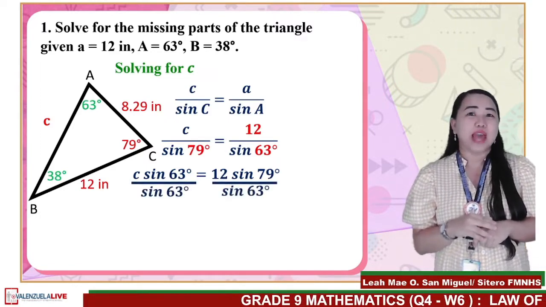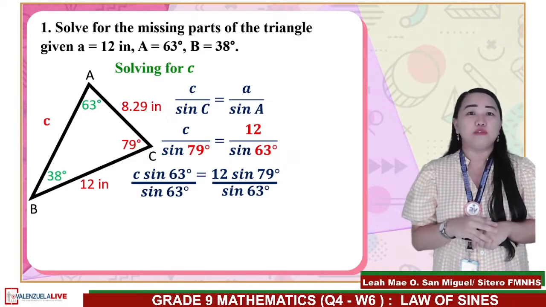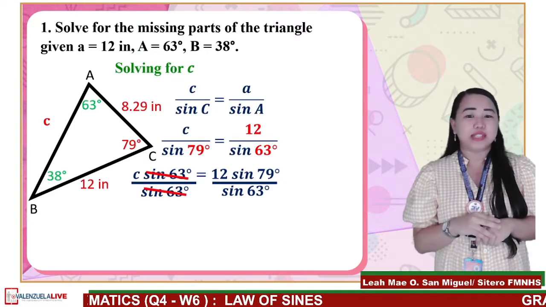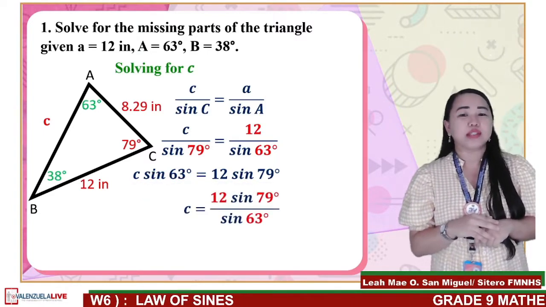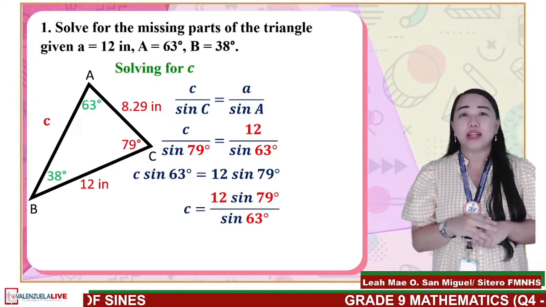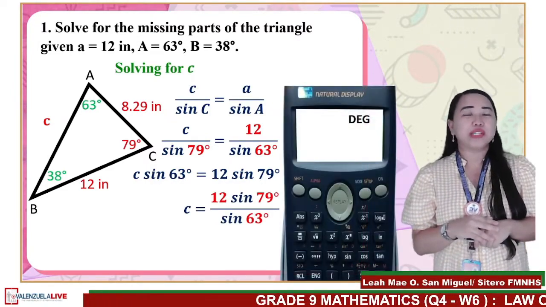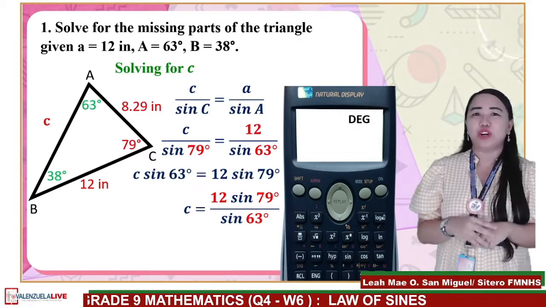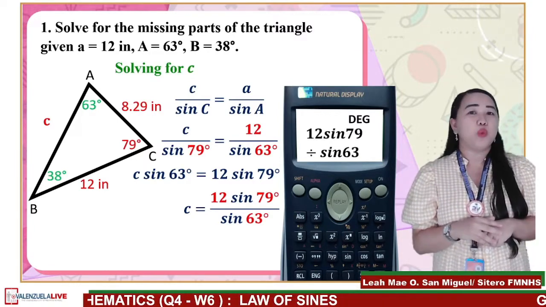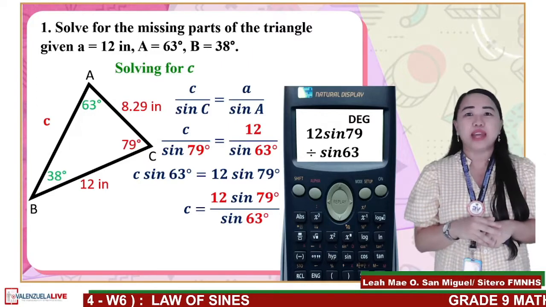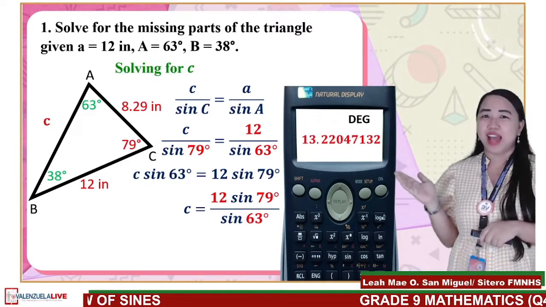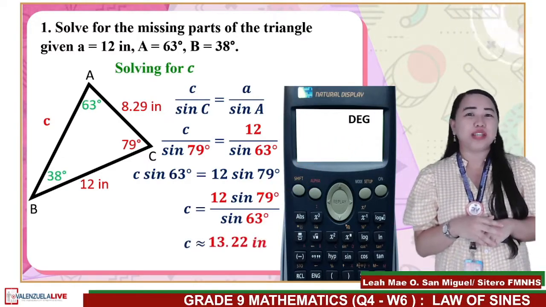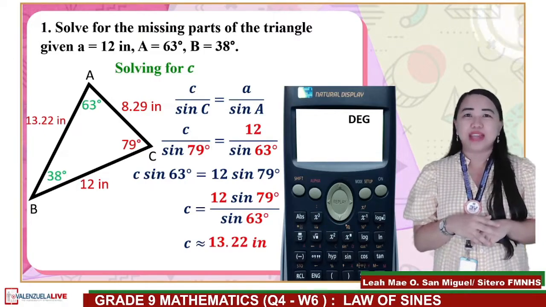Divide both sides by sine 63 degrees so that the unknown value C is isolated on one side of the equation. Thus, we get C is equal to 12 times sine 79 degrees over sine 63 degrees. Use the scientific calculator to evaluate the value. Again, make sure your calculator is in degree mode. Type 12 sine 79 divided by sine 63. And this is the answer. Rounding off to two decimal places, we get 13.22. And that is the length of side C.